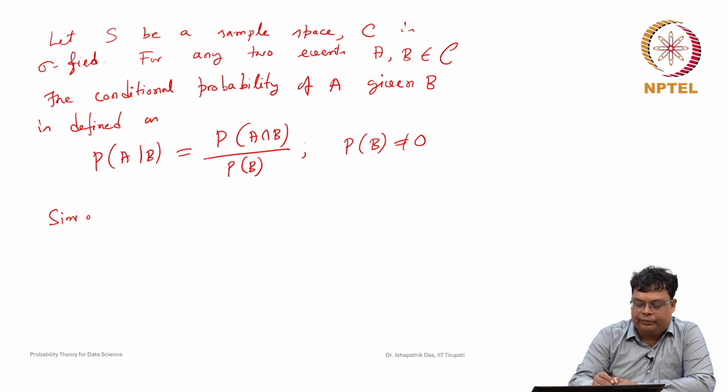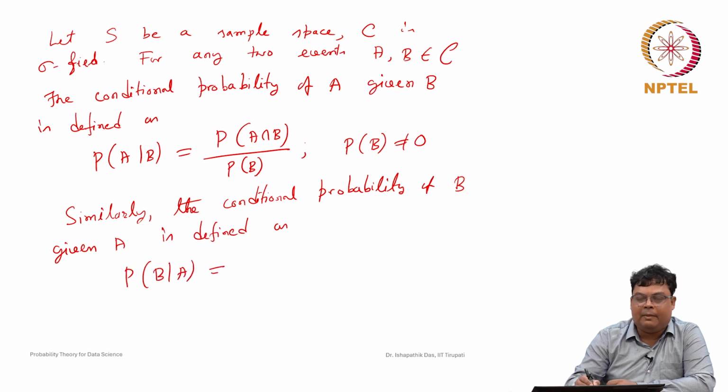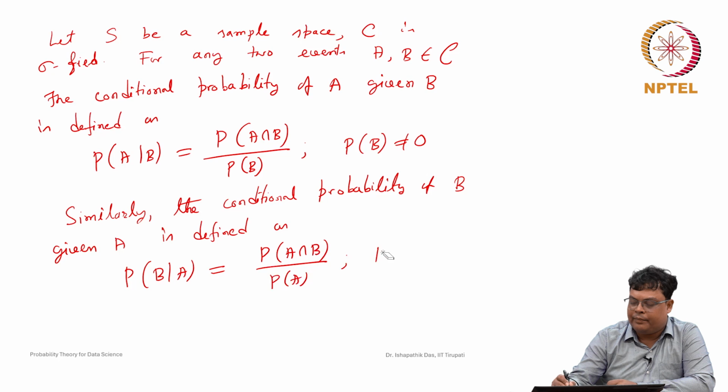Similarly, the conditional probability of A given B we already defined. The conditional probability of B given A is defined as probability of B given A, which is nothing but probability of A intersection B divided by probability of A, where it is assumed that probability of A is not equal to 0.